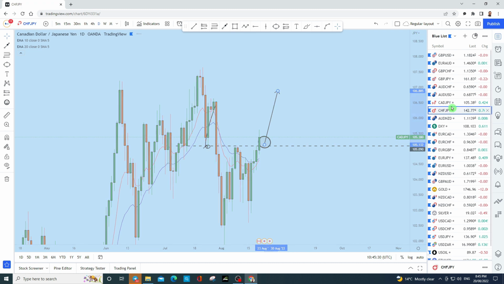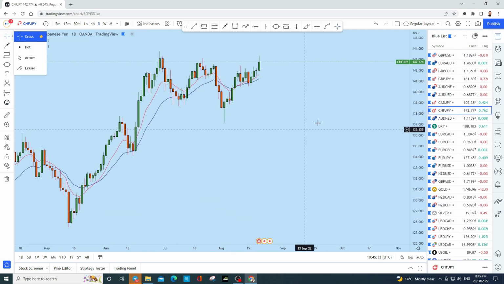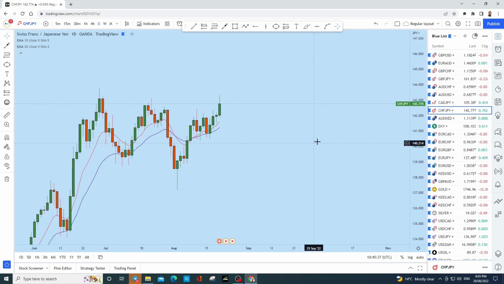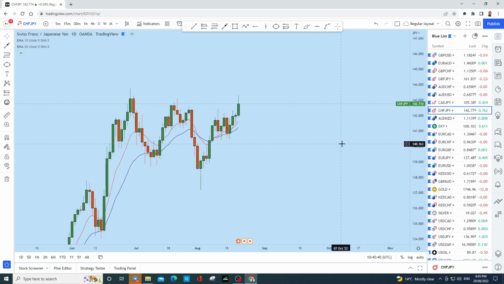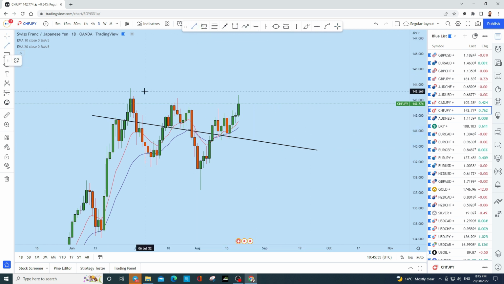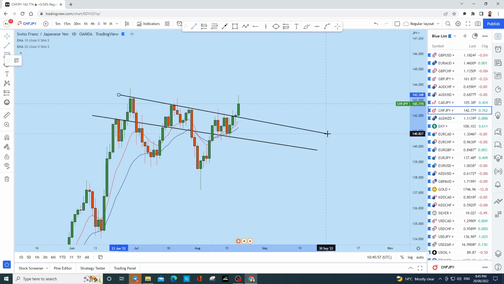Now let's look at CHFJPY. Now CHFJPY, like the CADJPY, same kind of setup, but it looks like CHFJPY might be a little bit more strongly bullish than CADJPY. Why? If you look at the structure here, on the daily perspective, first of all, look at this trend here. Okay, this is the channel here on the daily time frame on CHFJPY, and this is the doji here.